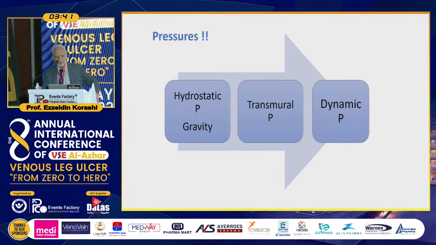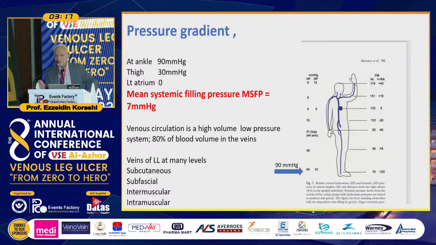This is a very important point. The pressure, where I'm standing now, there is hydrostatic pressure with the gravity, and then transmural pressure, a pressure exerted on the walls of the vein, and the resultant of these two pressures is the dynamic pressure, which is the actual pressure that will be effective. Most important point: when we stand, we have very high pressure in the foot, which is about 90 millimeter mercury, and we have zero pressure in the atrium, and this is a very good gradient.